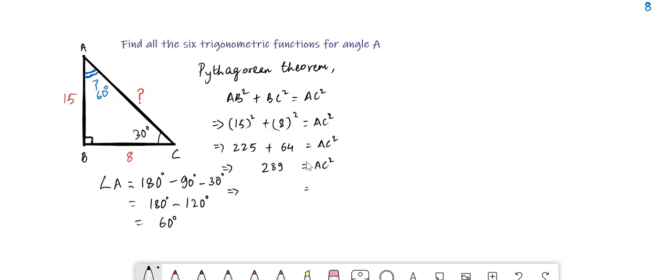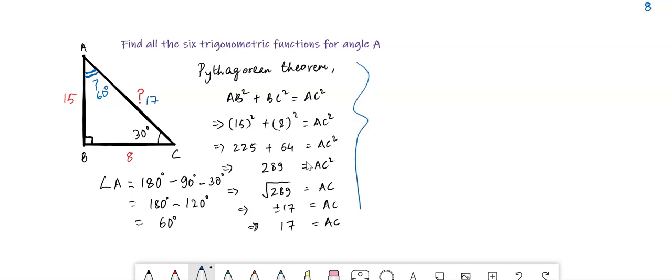Now, to find the value of AC, we take the square root of 289. From here, we get two values, plus minus 17. We'll ignore the negative value because length is a positive quantity, and thus we get AC equals 17. So now we find AC, which is equal to 17.